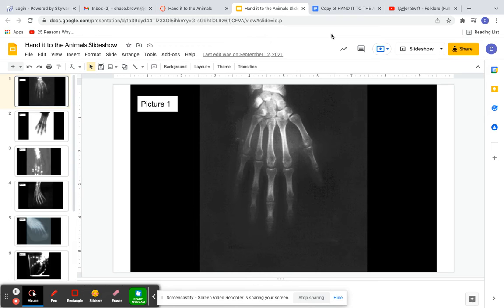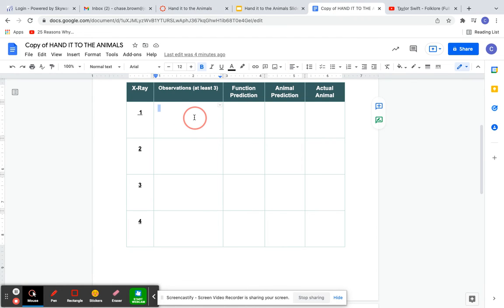Okay, you can make your own. You can steal some of mine for this one. Those are going to be the type of things you're looking for as observations. I'm going to write them right down there. Remember, at least three. Okay, don't try to just do the bare minimum here.